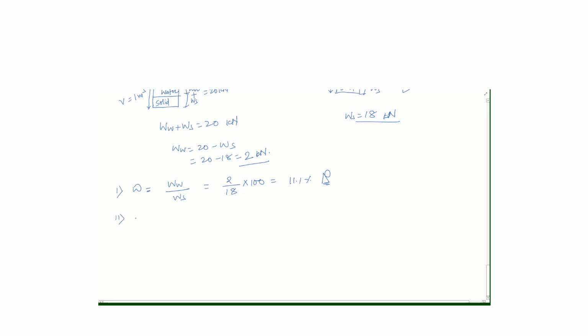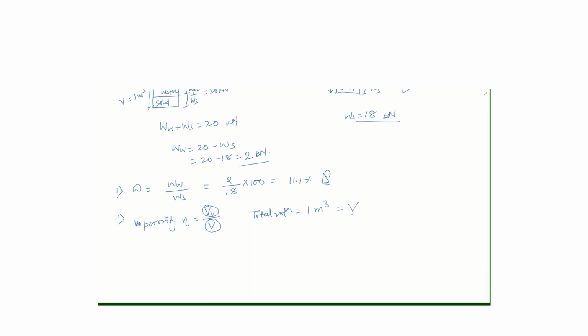Now the second one that we have to determine is the porosity, and this is denoted with n. What is the formula of porosity? This is the volume of voids by total volume. I have to determine the volume of voids and the total volume. But in the question, total volume is given. This is 1 meter cube, so this is V. But I have to calculate the volume of voids.